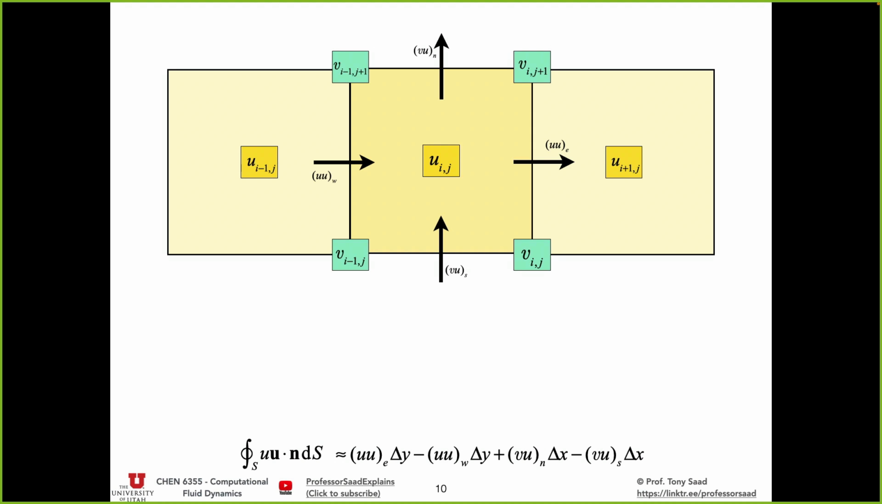Okay? So, easy. What about U east? What do you think we can do for U east? So it will be u i plus 1 plus u i over 2, right? Second order approximation. Looks good. What about west?